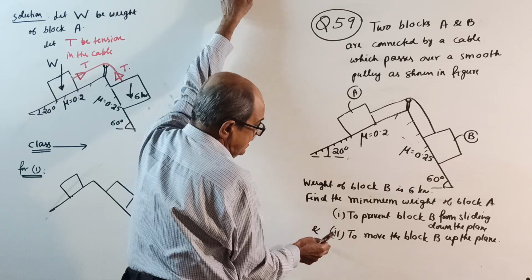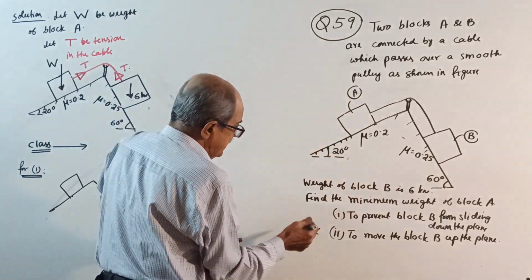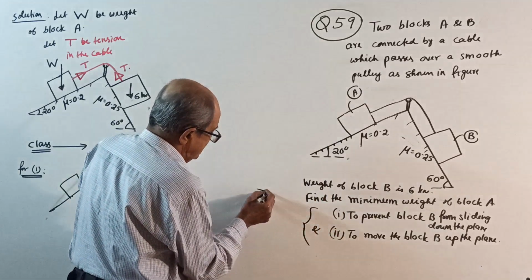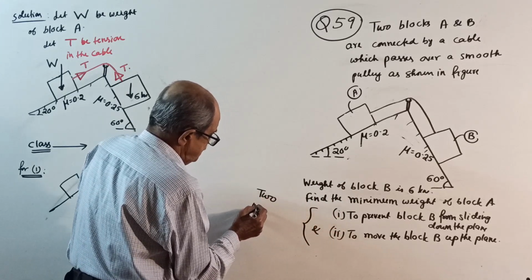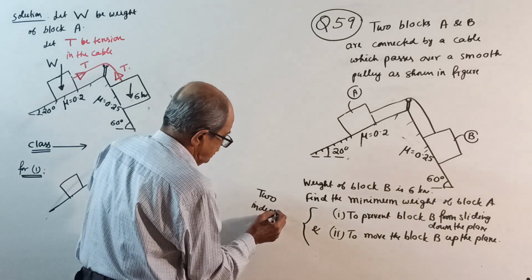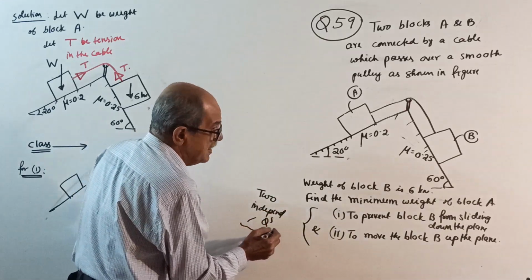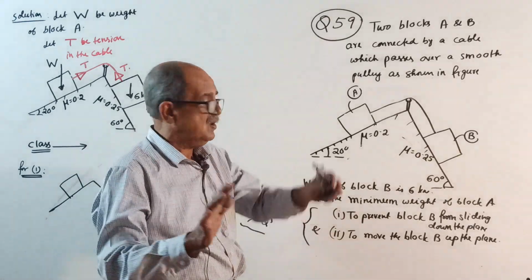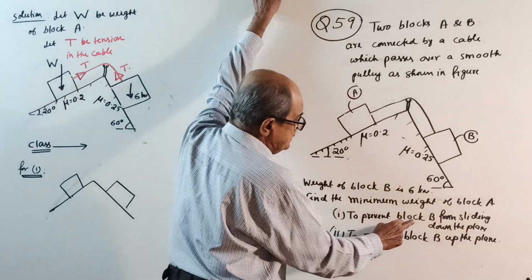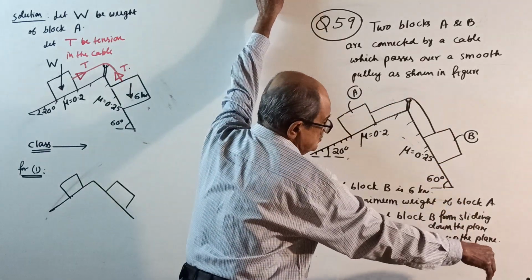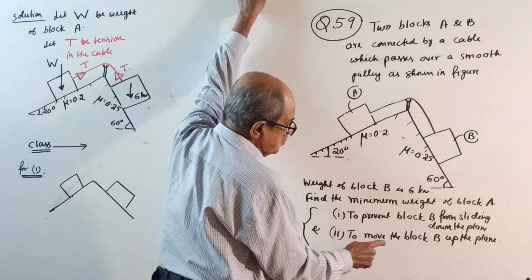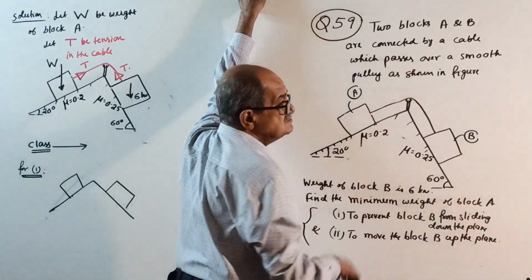Two questions are here. Right here, two independent questions. You make a note here: two independent questions, which can be combined together. I will explain that one. One, to prevent block B from sliding down. Second one, to move the block B up the plane.